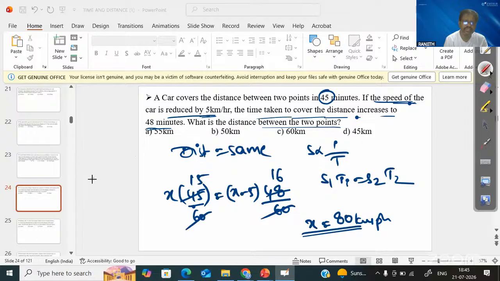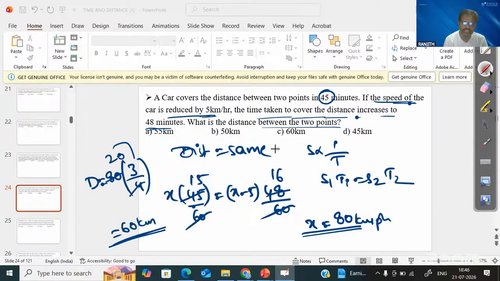We need to find out distance. Distance equal to speed, x equal to 80, and the timing equal to 45 by 60 will be equal to 3 by 4. 4 ones are 4, 20 into 3 equal to 60. So the answer will be equal to 60 kilometers.